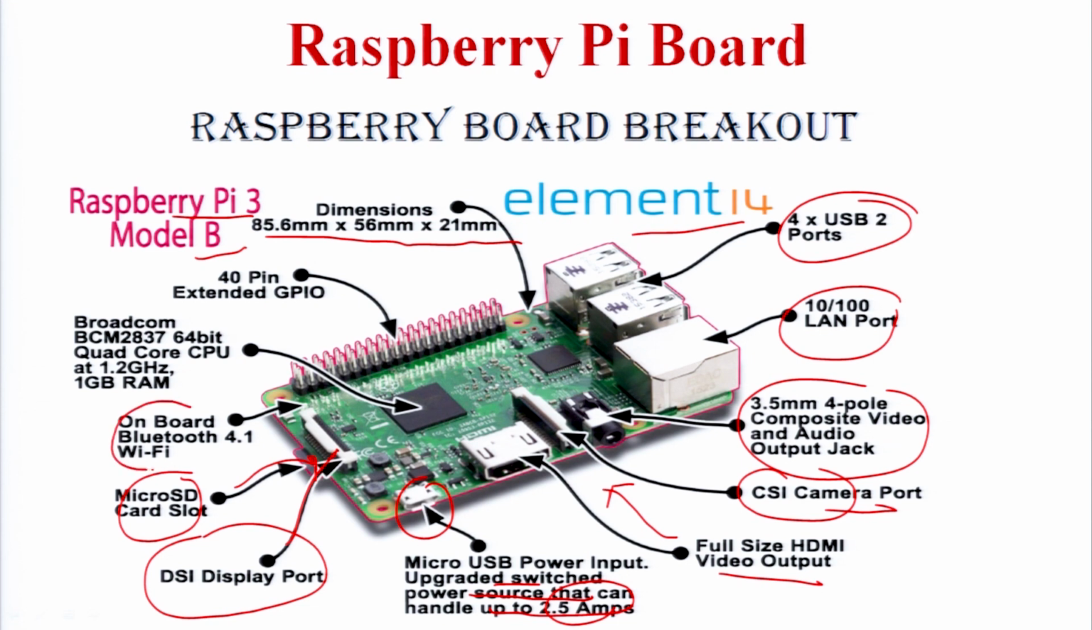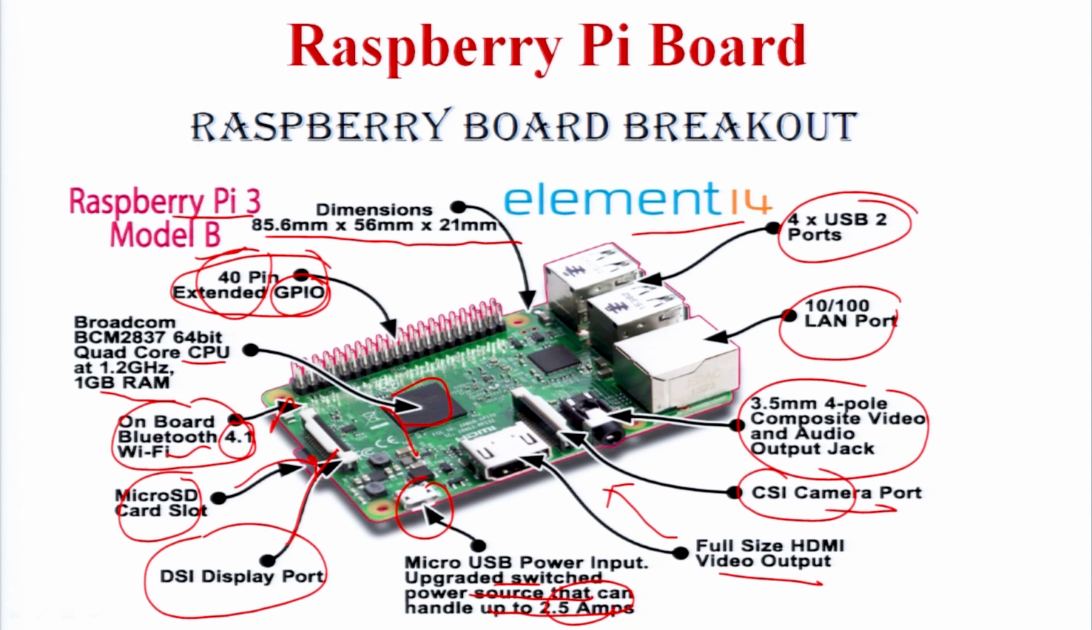And it has on-board Bluetooth. Which version of Bluetooth are we using? 4.1. Wi-Fi as well. It has a Broadcom quad-core CPU at 1.2 GHz and 1 GB RAM. This is the RAM. And it has GPIO, general purpose input outputs, which are 40 pins. So, this is the picture of the Raspberry Pi 3 Model B.